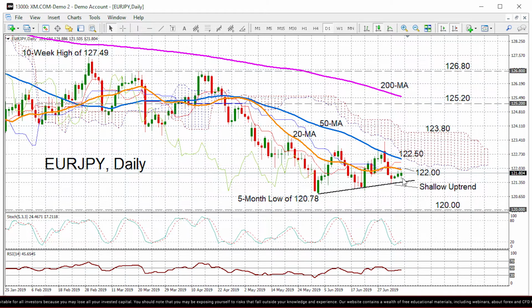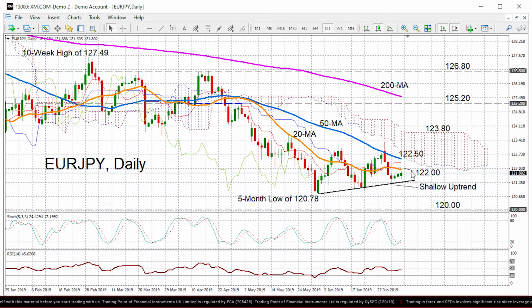But if we do see prices slipping below that uptrend line, that would reinforce the bearish picture in the medium term. It could also lead to prices breaching below that 5-month low of 120.78 we saw back in May, and then that would shift the focus increasingly to the key psychological 120 handle.